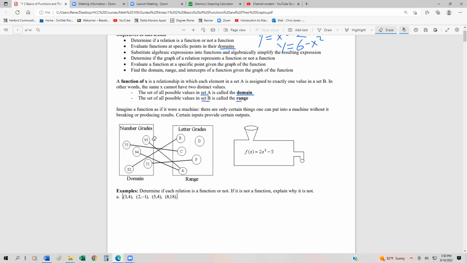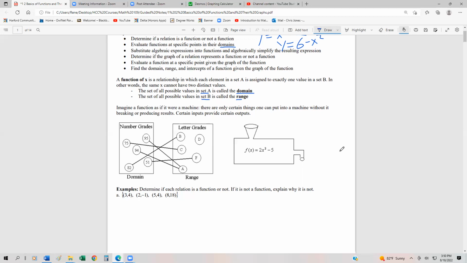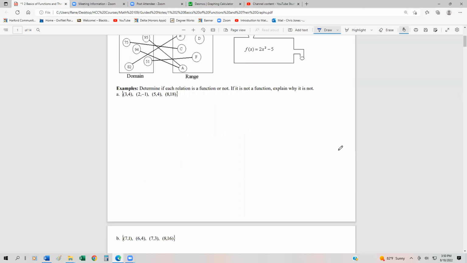Notice that over here with our number grades, nobody got a 60 in the class, and usually a 60 represents a D or a 63 or a 65 or something of that nature. So let's go ahead and take a look at some examples where we have a relation, we determine if it's a function, and if it's not a function, we explain why.